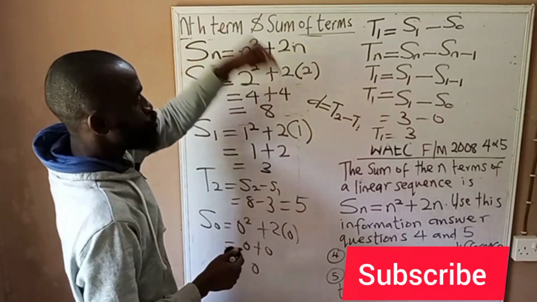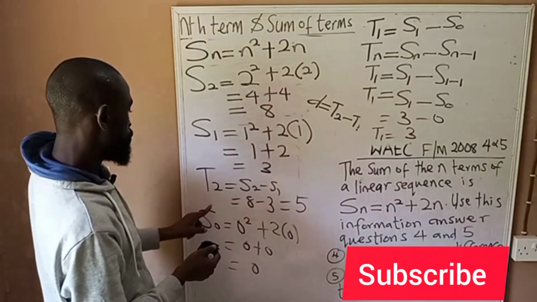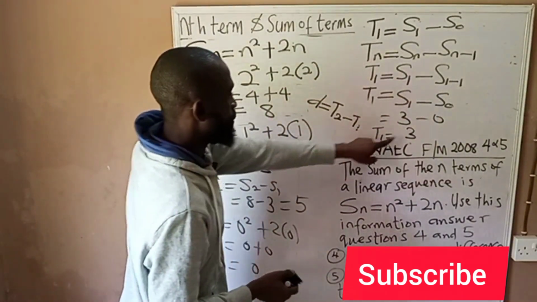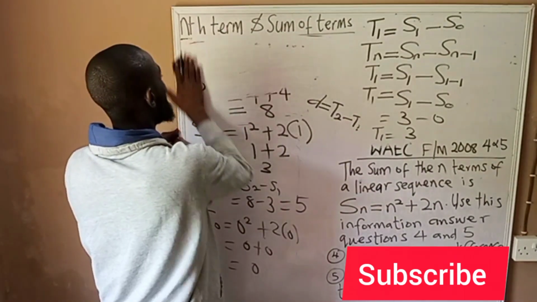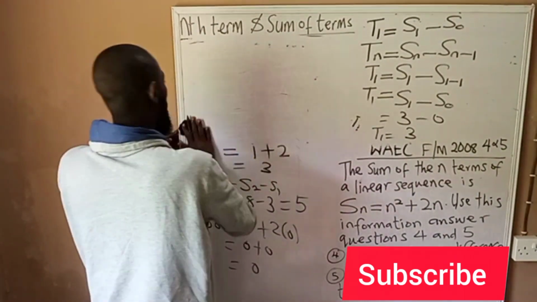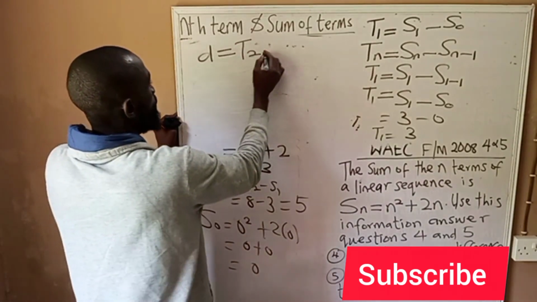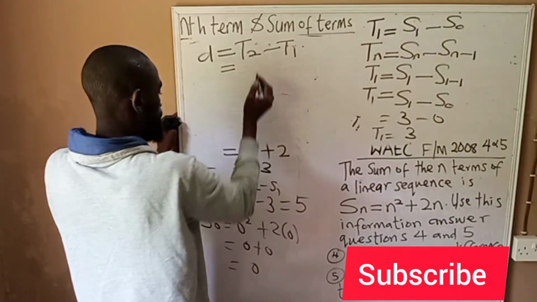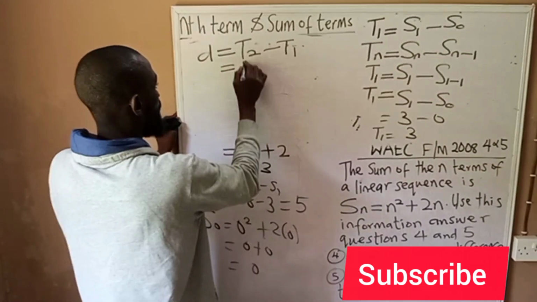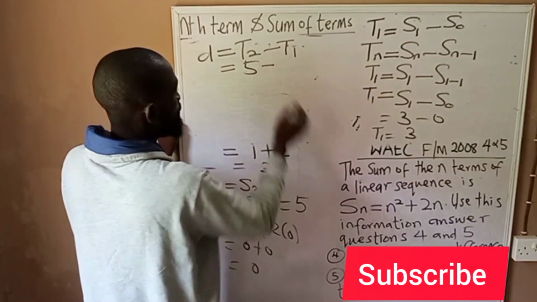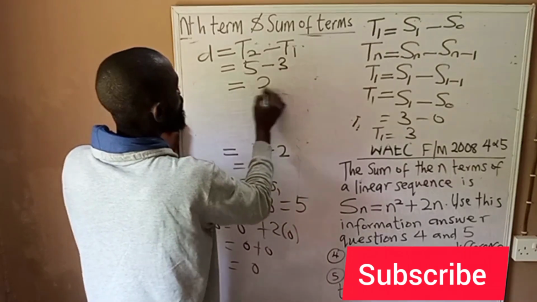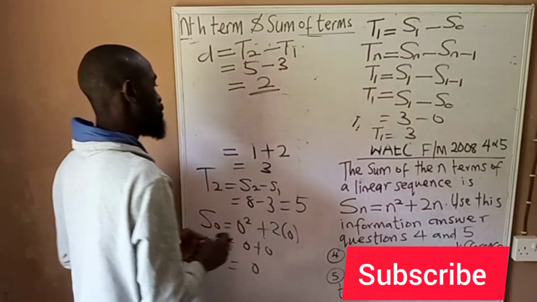What is now the common difference? Common difference is T2 minus T1. So we've gotten our T2 as 5, our T1 as 3. So our common difference, which is d, equals T2 minus T1, which equals 5 minus 3. That equals 2. Our common difference is equal to 2.